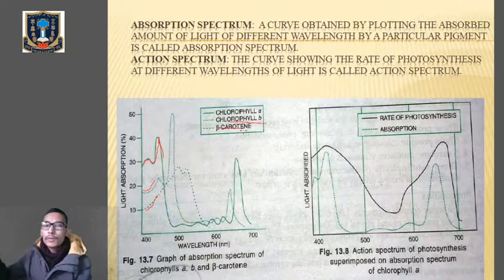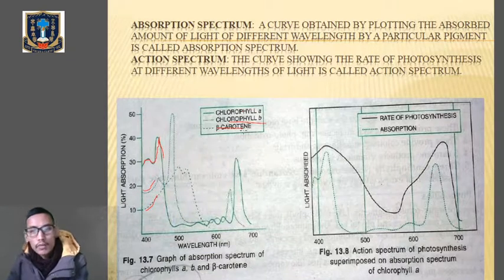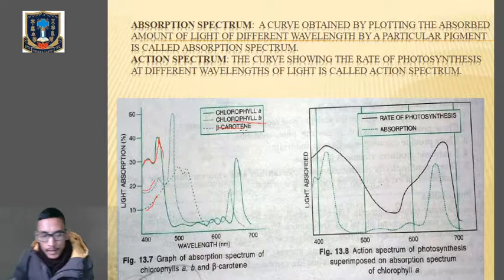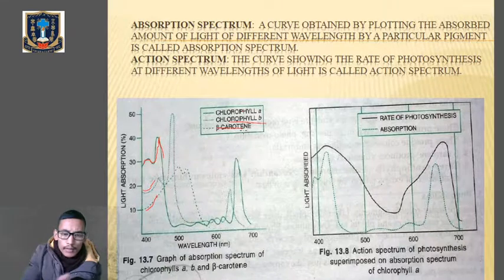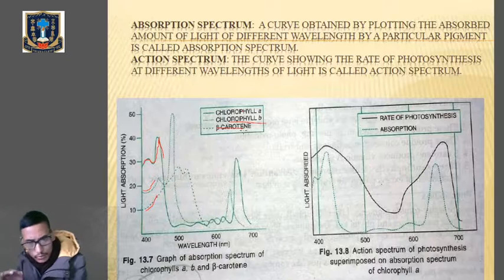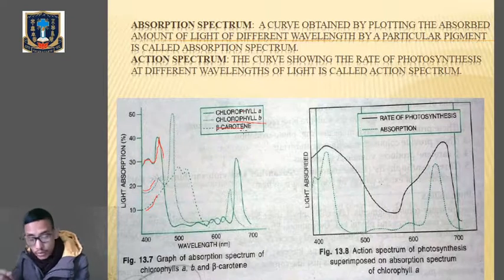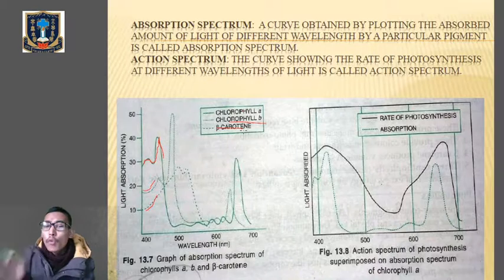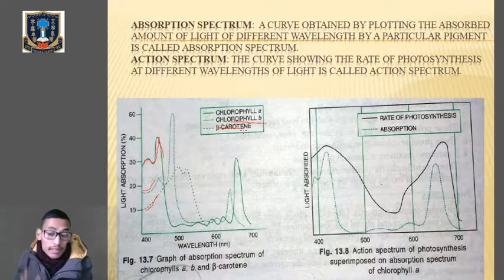And what does action spectrum mean? Go to figure number 13.8. The curve showing the rate of photosynthesis at different wavelengths of light is called the action spectrum. That means when we plot the wavelengths of light absorbed by the different pigments, it is called the absorption spectrum. And when we show the curve of the rate of photosynthesis at different wavelengths of light, listen very carefully, that is called the action spectrum.